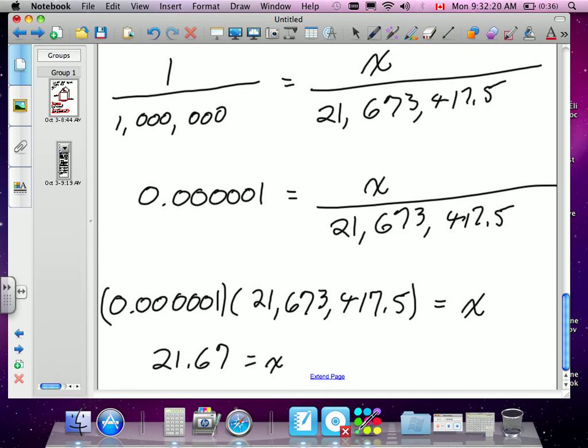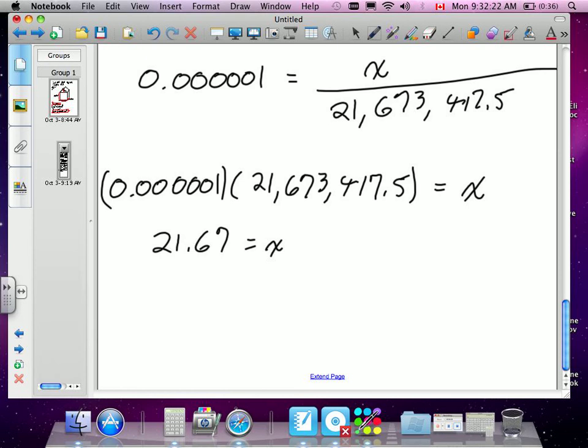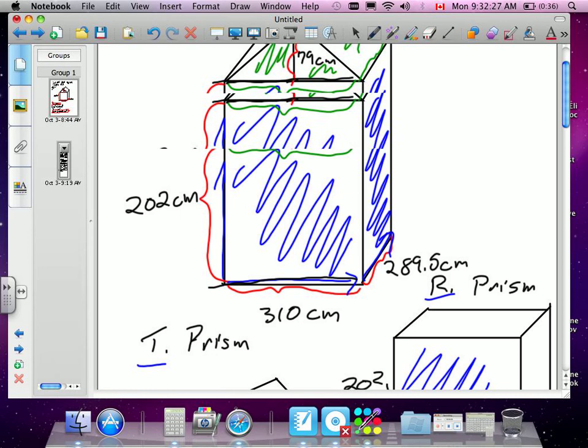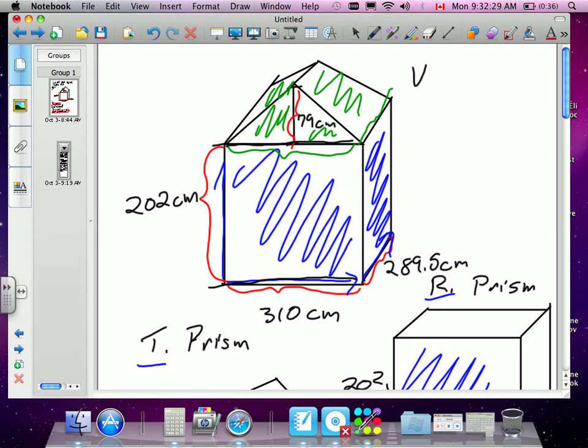So what that found, we've got to make sense of this. And we go all the way back up here. The volume of this total object in meters was 21.67 meters cubed.